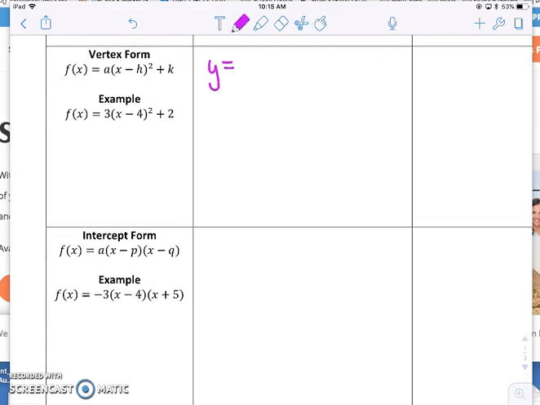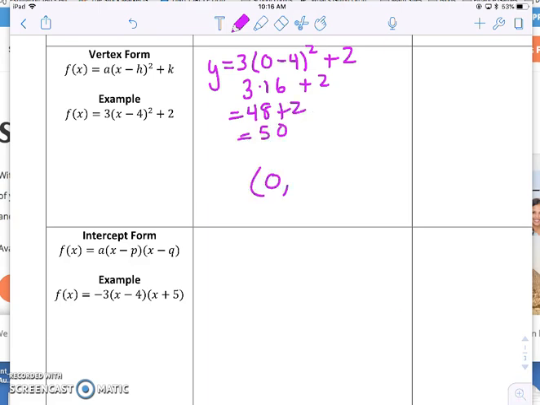So we have y equals 3 times (0 minus 4) squared plus 2. So let's see, -4 squared is 16. So 3 times 16, we got 48, plus 2. So our y-intercept is 50, so it's the coordinate (0, 50).